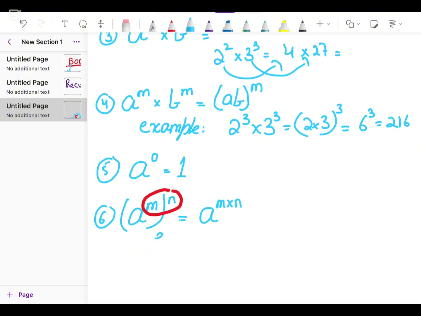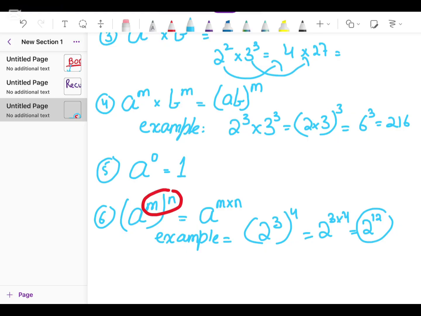Okay, for example, 2 raised to the power 3 and we have power 4. So these two powers will be multiplied. So it will become 2 raised to the power 12. So 2 power 12 is the final answer. Okay, I hope everything is clear.